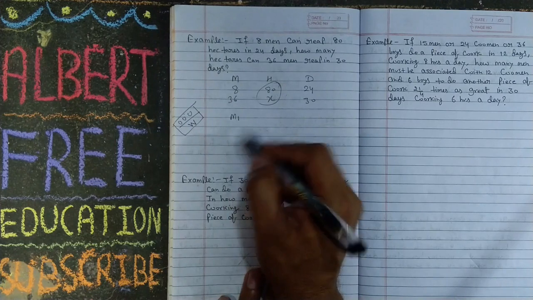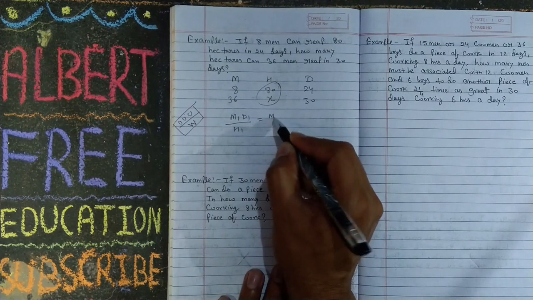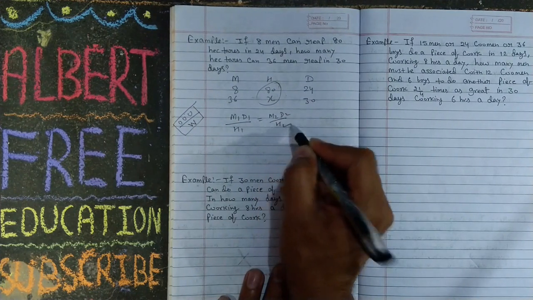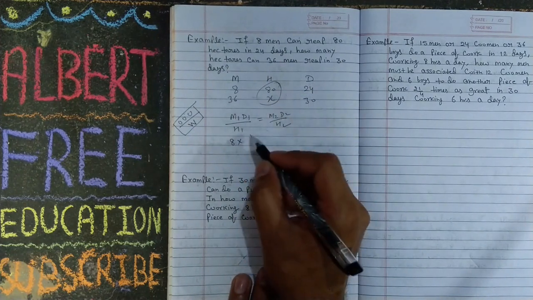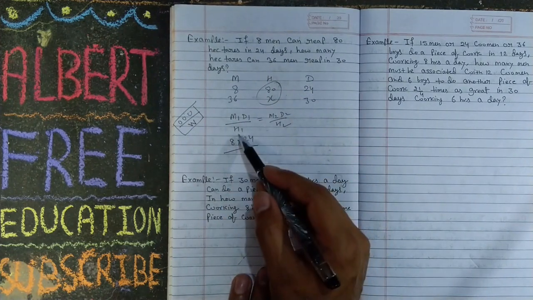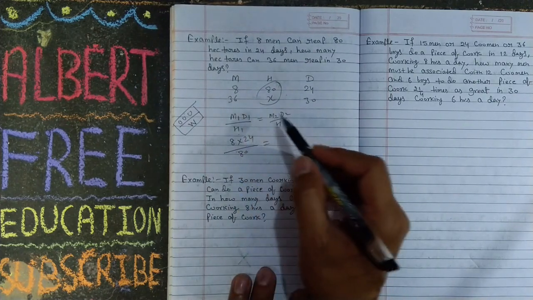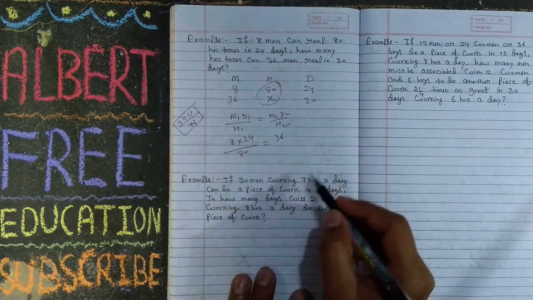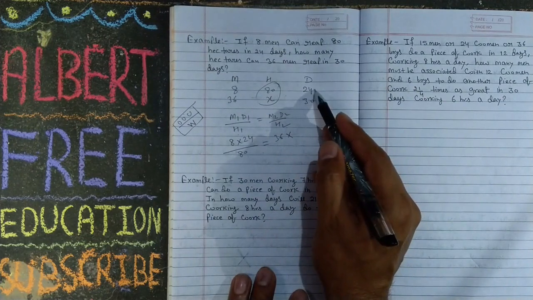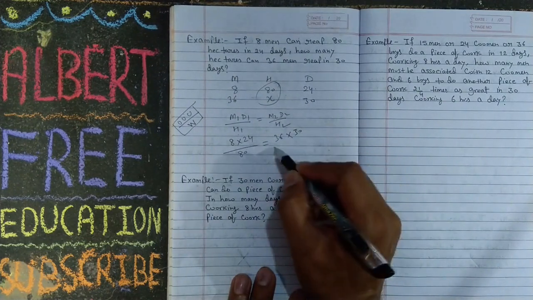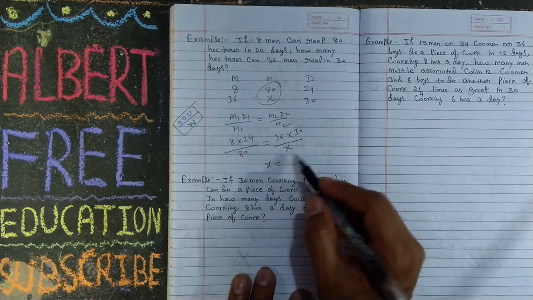So we are using M1 D1 upon H1 is equal to M2 D2 upon H2. Let us solve again. M1 is 8 into D1 is 24 upon H1, H1 is 80, is equal to M2, M2 is 36, into D2, D2 is 30 upon H2. H2 we have to find. So your X is equal to, X will come here.